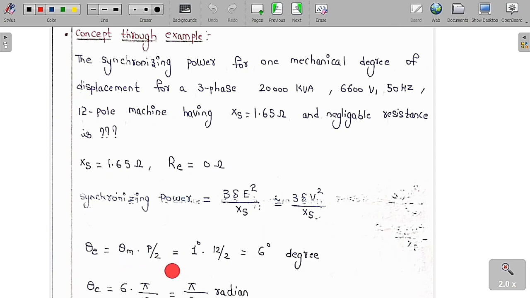These things I have already told you. Suppose there is 1 mechanical degree of displacement, this is 1 degree into the number of poles, which is 12. So 12 by 2 is 6 degrees in the electrical. Always you have to convert the mechanical degrees into electrical degrees. So electrical degree is equal to mechanical degree into P by 2, which is 6 degrees.